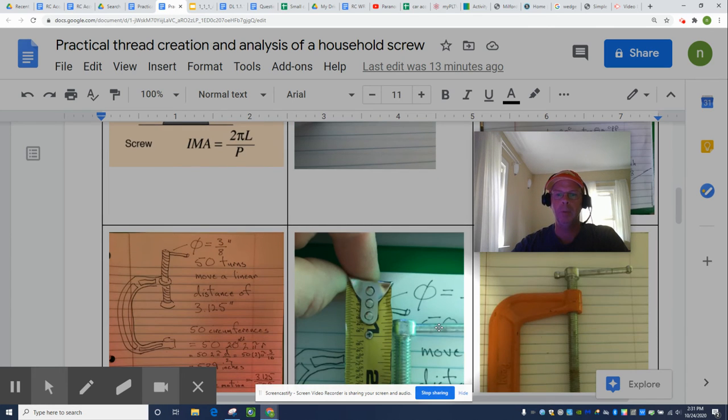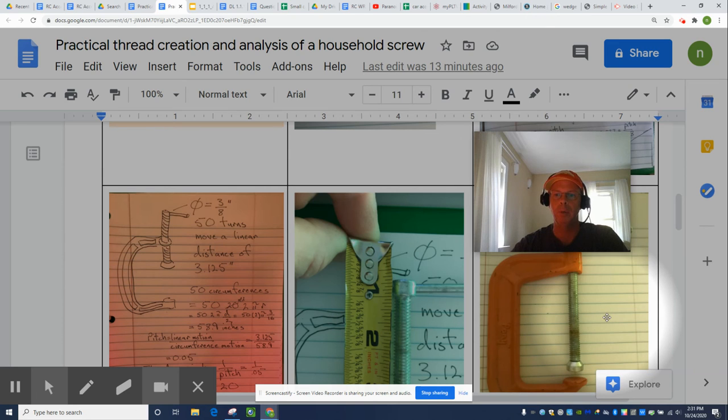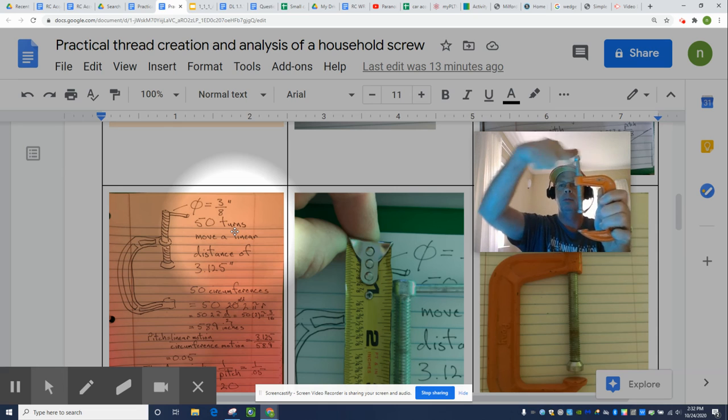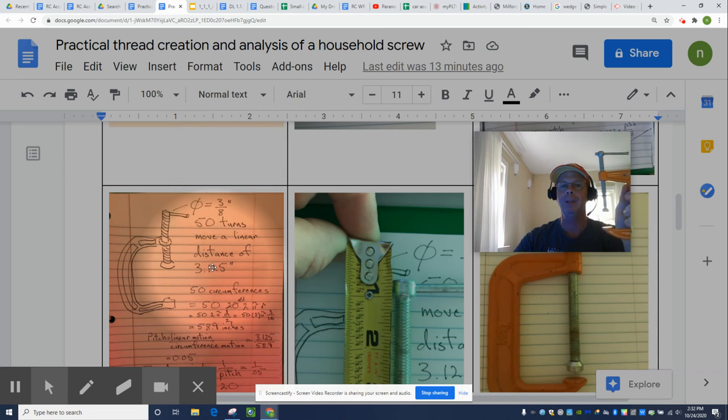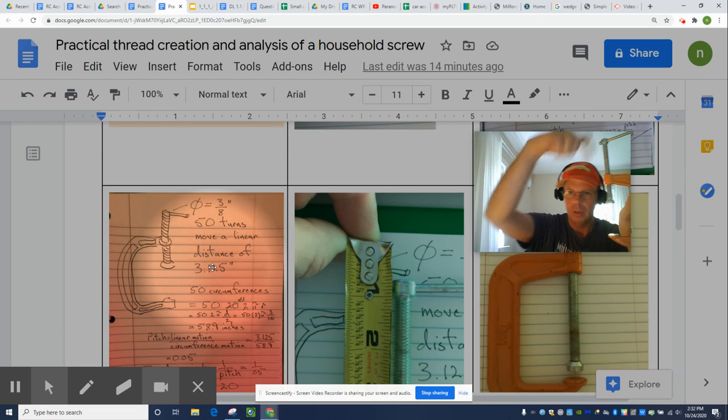Pardon the scrolling. Experiment number 2 is to actually not make some threads with a paper right triangle, but analyze a household screw. I found a C-clamp, you can find a nut and a bolt, whatever. There are all sorts of threads surrounding you. And it's a pretty simple exercise. You're going to count the number of turns you apply to this screw and see how much linear distance. For the clamp, it's this. So how much linear distance, see how the clamp is opening up, do you get for so many rotations?